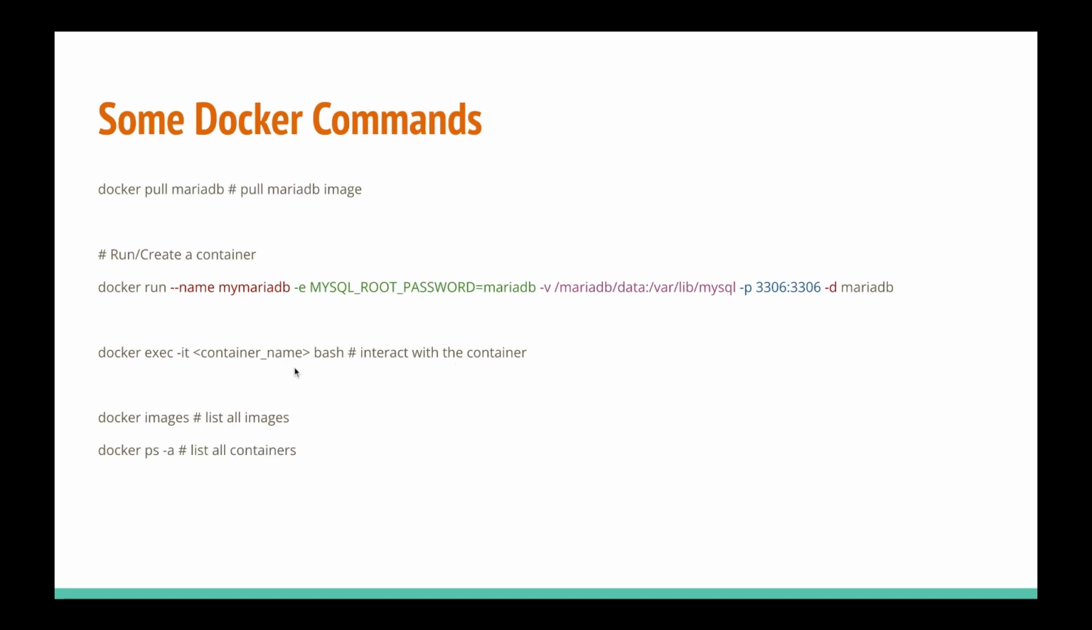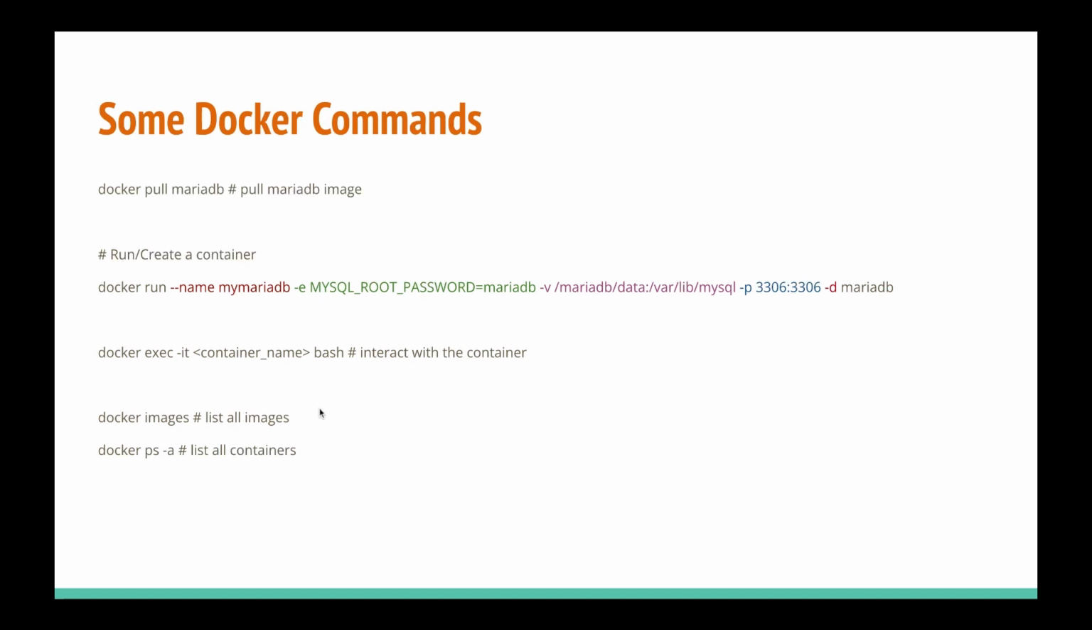How do we connect to the bash commands of the container? We can use docker exec -it, then the container name, here my MariaDB, then bash. If the container has bash installed on it, like Ubuntu and Debian, they have it. But if you are using Alpine as a lightweight container, then Alpine doesn't have bash, so you need to use sh for shell only.